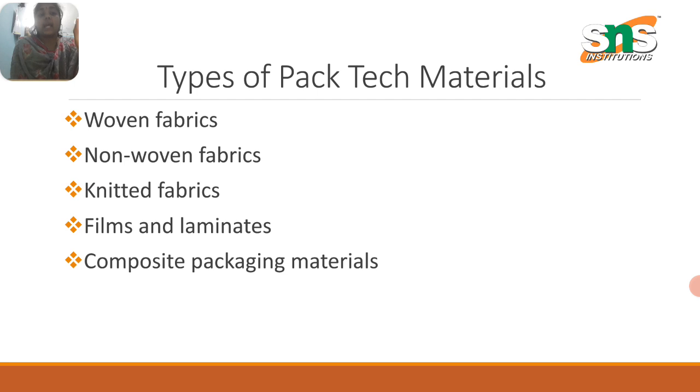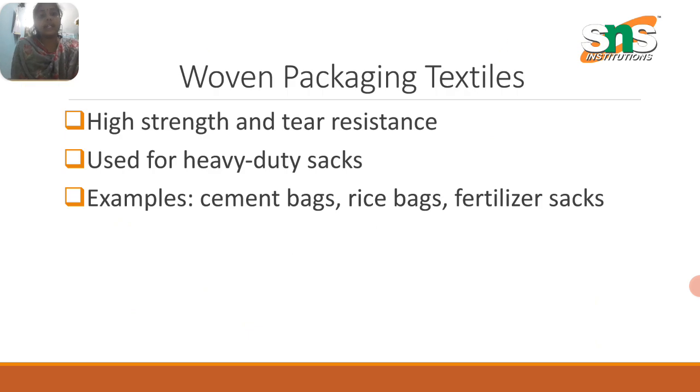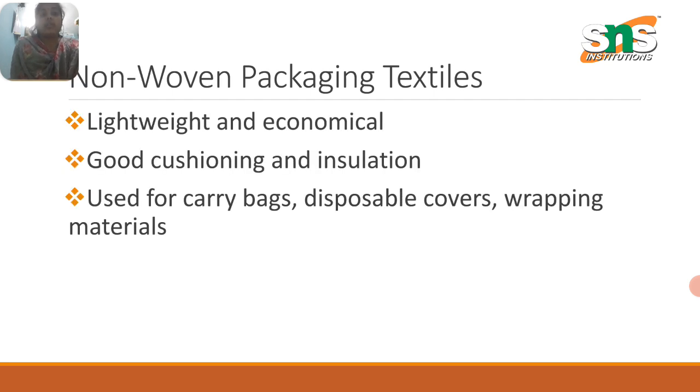Types of pack tech materials: woven fabrics, non-woven fabrics, knitted fabrics, films and laminates, composites and packaging materials. So, those are some of the pictures of the packing materials we use in day-to-day life. Woven packing textiles should have high strength, tear resistance, used for heavy duty sacks, for example cement bags, rice bags, fertilizer sacks. Non-woven packaging textiles: lightweight and economical, good cushioning and insulation, used for carry bags, disposable covers and wrapping materials.